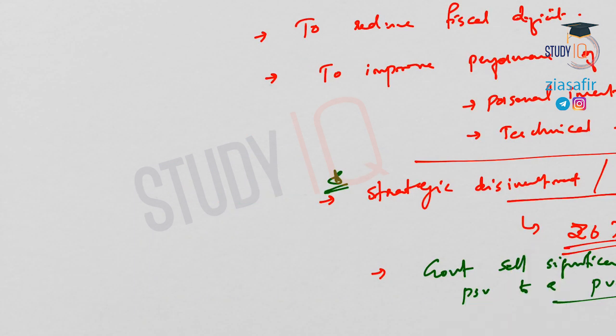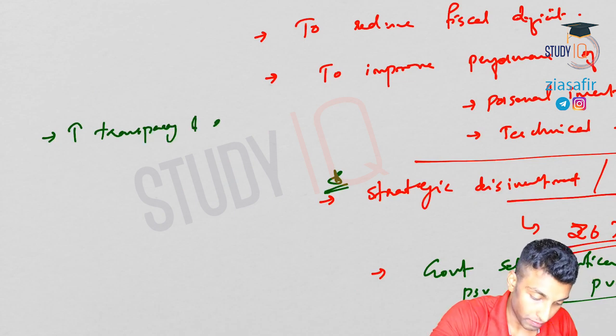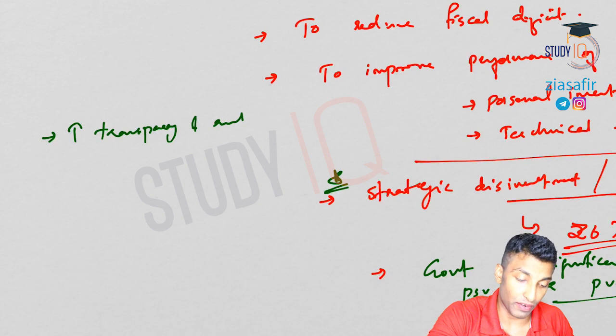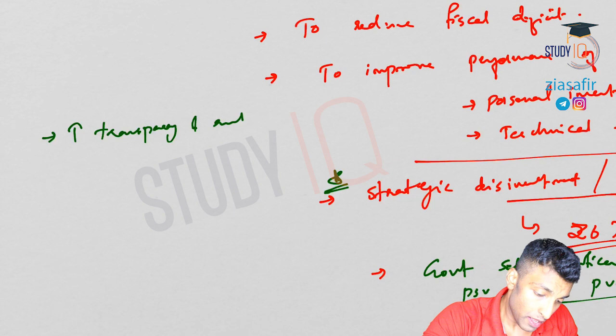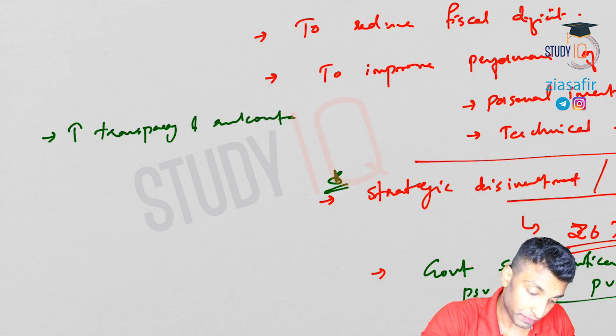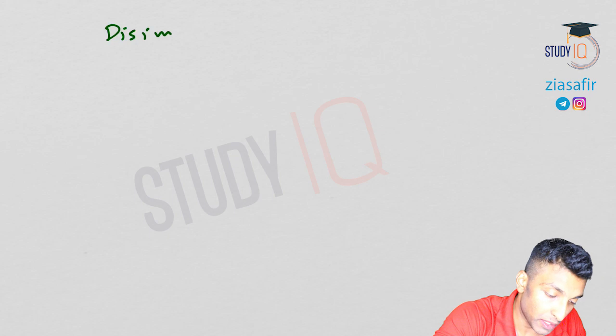Now the next objective is basically to increase transparency and accountability of PSUs. This is a general one. Okay, so increase transparency and accountability of PSUs to the general public. Now we will see disinvestment policy and process right from 91 till now.